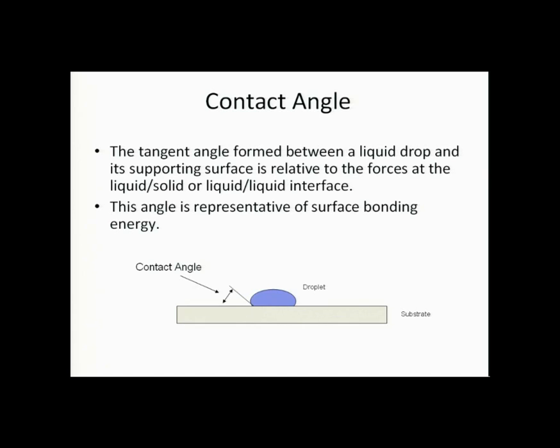The way it works is the tangent angle formed between a liquid drop and its supporting surface is relative to the forces at the liquid-solid or liquid-liquid interface. So what that tells us is this angle here, and if you look at the little diagram, you see that contact angle is actually representative of surface bonding energy. Believe it or not then, simply by measuring that contact angle between the droplet and the substrate below, we get information about the surface bonding going on between that material and the substrate.